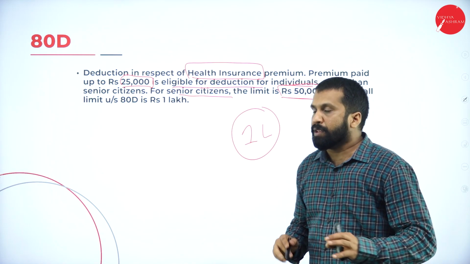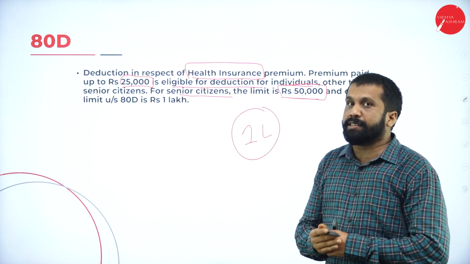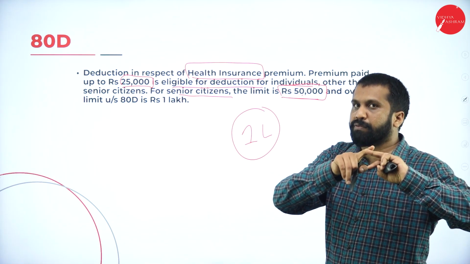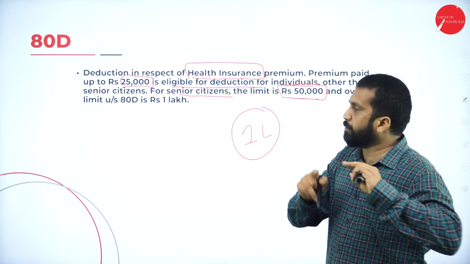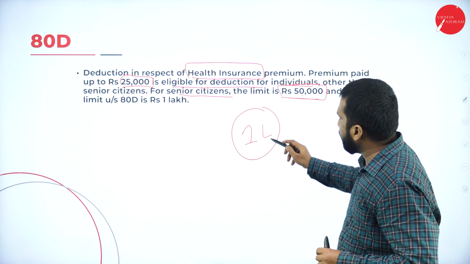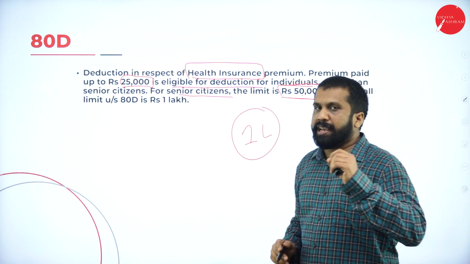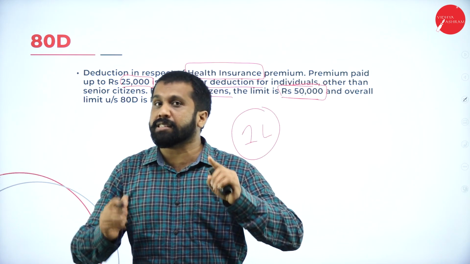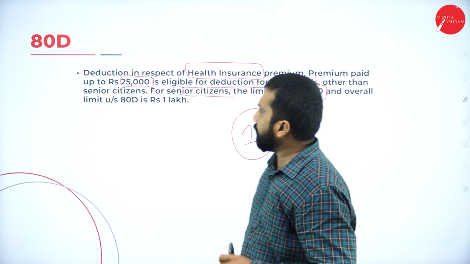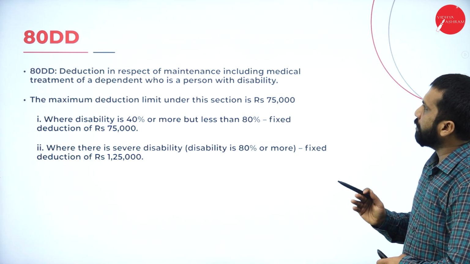Hope you are clear. You may think that 50 plus 25 is 75, but senior citizens you may have two, your mom and dad. How much is it? 50 plus 50, 1 lakh. Yourself and your wife, 25. All put together, it should not exceed 1 lakh. Maximum is how much? 1 lakh. Individual 25, senior citizen 50, all put together 1 lakh. Remember this concept. Clear? This is 80D, for insurance purposes.